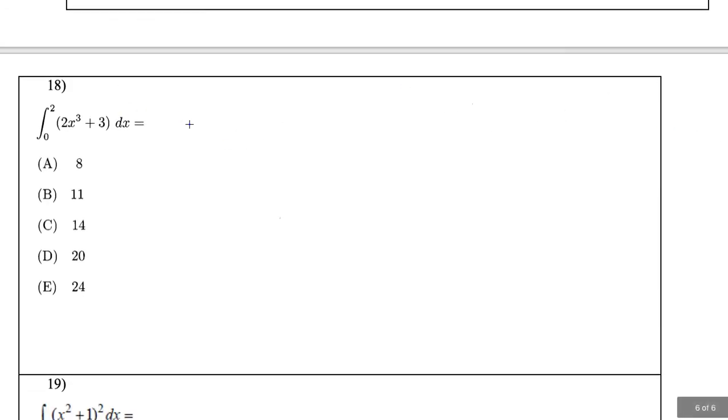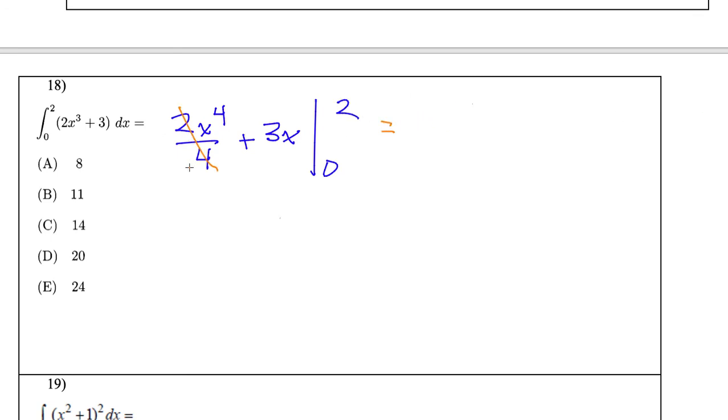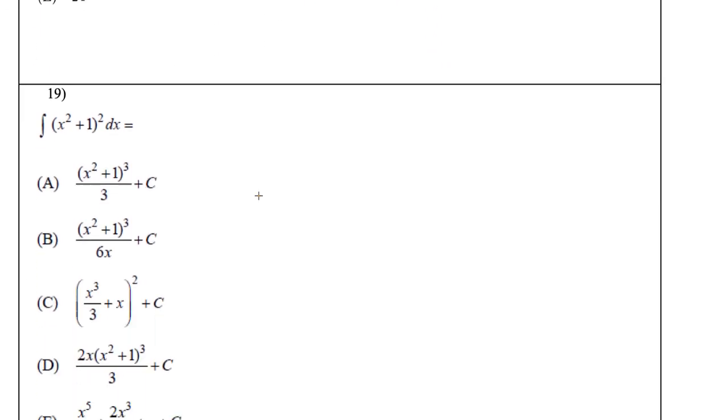Antiderivative, pretty straightforward, is going to be 2x to the power 4, divide down, plus 3x. Evaluation bar between 0 and 2. This is really 1 over 2, so it's going to be 2 to the power 4 over 2 plus 6. All of that is the first. When I plug in 0, I get 0, so don't worry about it. 2 to the power 4 is 16 over 2 plus 6. 8 plus 6 is 14. Correct answer is C. Moving on to number 19.